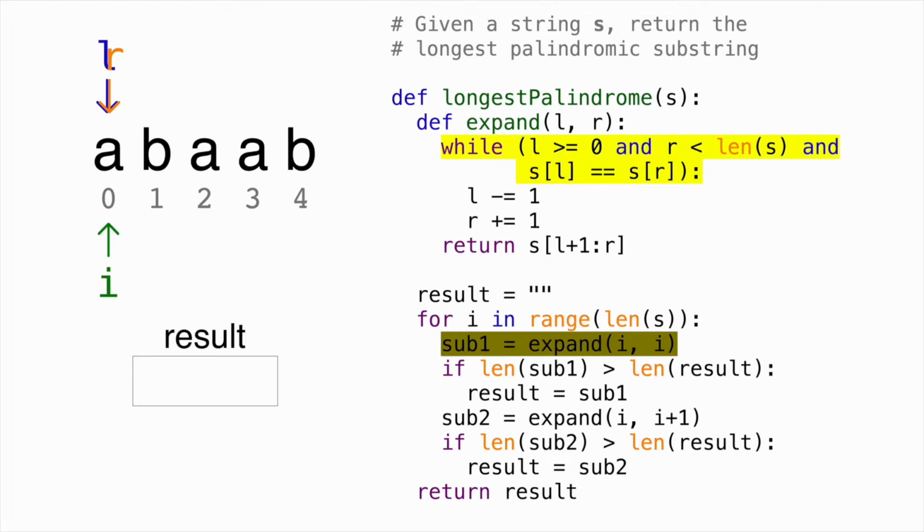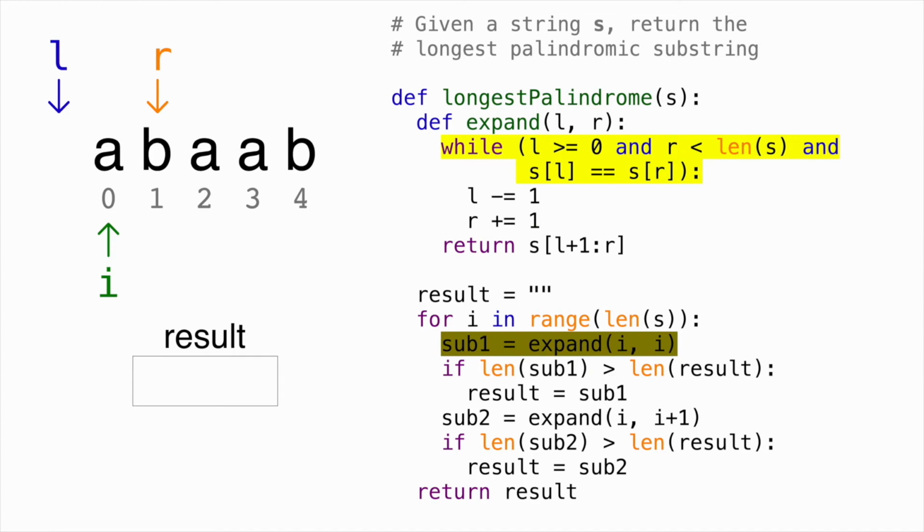Right now, they point to the same character A, so this is true. That means that the substring A is a palindrome, and we can now expand outwards to check the next set of characters. We'll do this by decrementing L and incrementing R. Then we'll check again, but now we see that L is -1, so it's out of bounds.